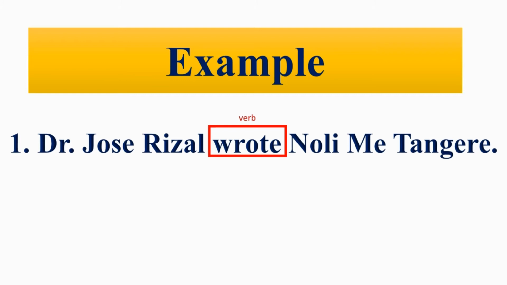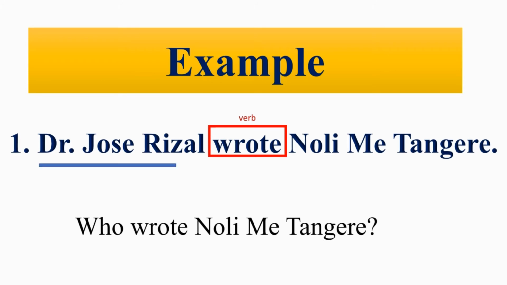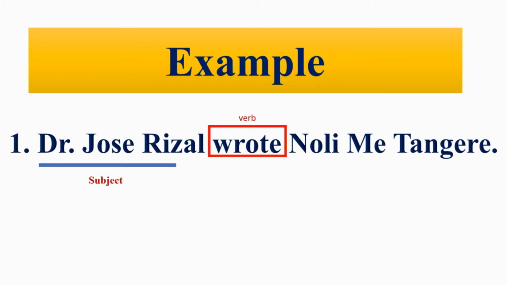So let's start. For us to identify the subject in the sentence, we need to ask the question who. Who wrote Noli Tangere? Anyone? Yes, very good. It's Dr. Jose Rizal. Therefore, Dr. Jose Rizal is our subject. And the rest, wrote Noli Tangere, will now be our predicate.